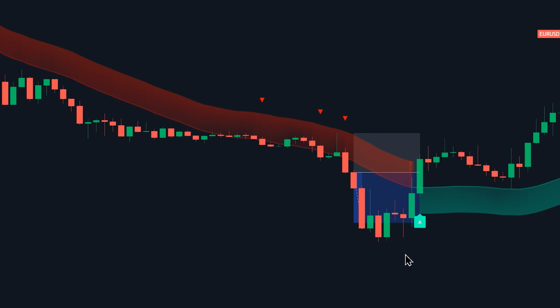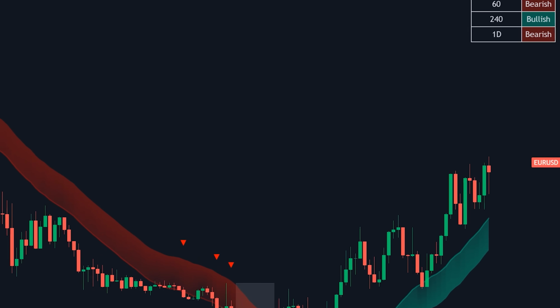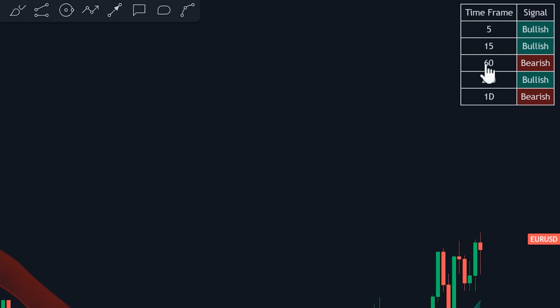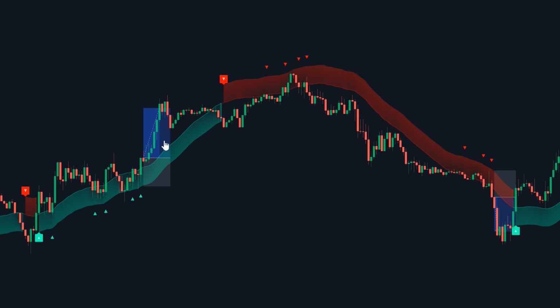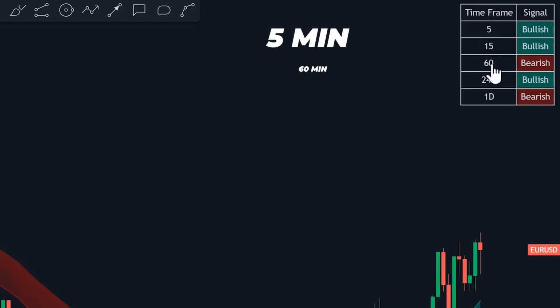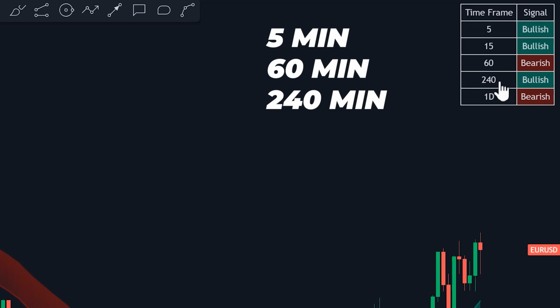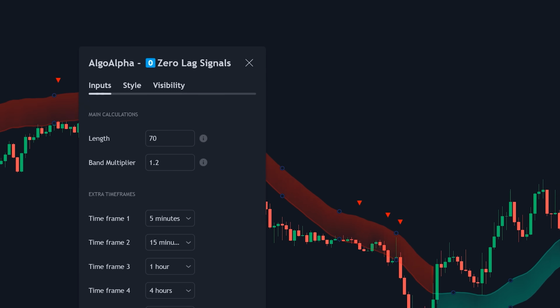This indicator also displays trends not just on the time frame of your chart, but also across these 5 extra time frames as well. Currently, I'm using the 15-minute time frame, which is also included on the table. But we also have the 5-minute, we have the 60-minute time frame, which is just the 1-hour time frame, the 240-minute, which is 4 hours, and the daily time frame. Now, if you want to change any of these timeframes to something you prefer, you just double-click on the table, and then here you get to change the timeframes.